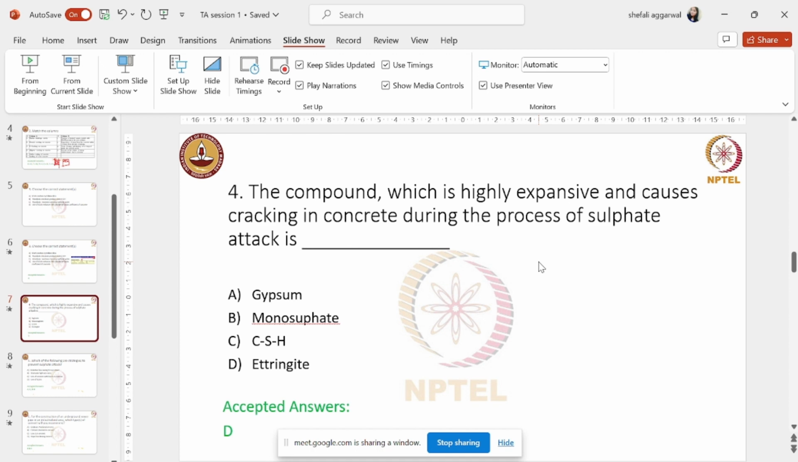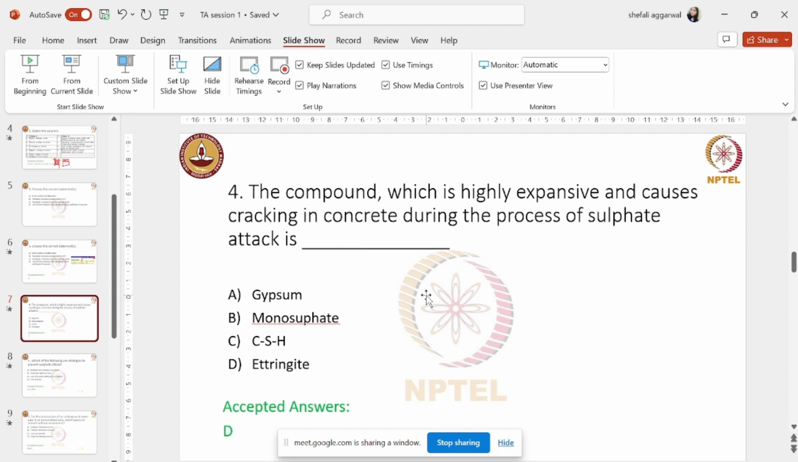It is because when C3A reacts with the sulfates, it forms ettringite. Is it clear or should I explain more? Ettringite, you know? It was not that clear. Please explain. Okay. So we have four main components of cement, right?